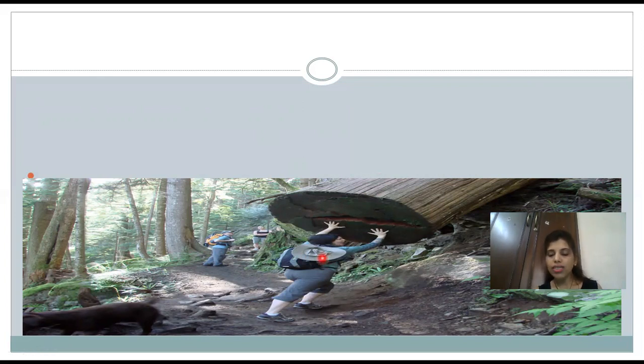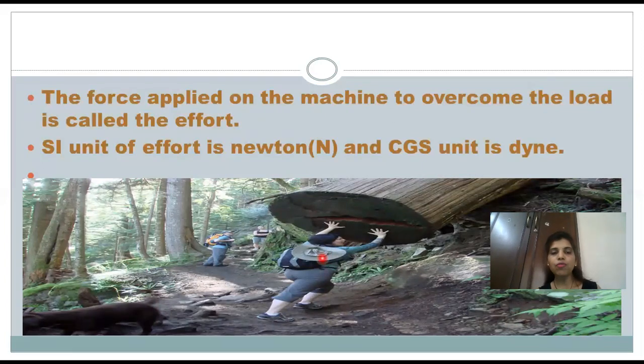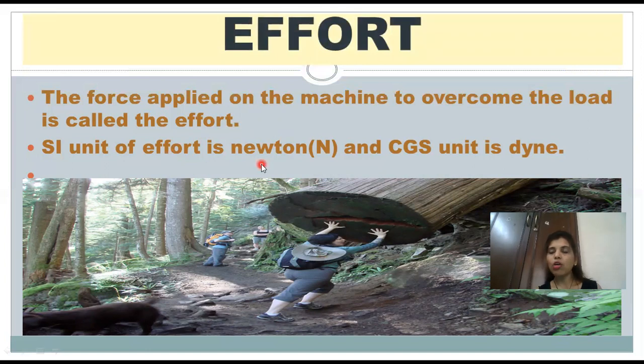Okay, so what is effort? The force applied on the machine to overcome the load is called effort. So it is applied on the machine to overcome the load, that is called effort. Okay, so that is the meaning of effort. You have to learn all these definitions. Now what do you think will be the SI unit? As it is the force, it is Newton, and CGS unit is dyne.